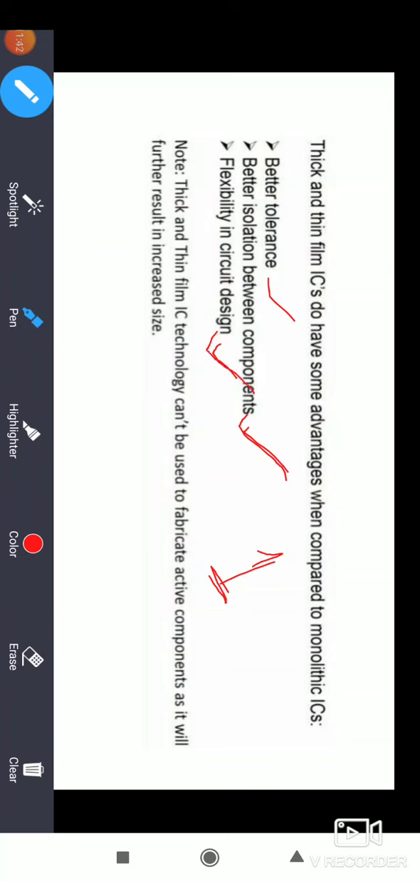Thick and thin film IC technology can't be used to fabricate active components, as it will further result in increased size. Because of the size problem, thick and thin film ICs cannot be used for active components, meaning diodes and transistors. We cannot fabricate these active components because when we do, the size will increase. That's why we cannot use thick and thin film ICs for them.